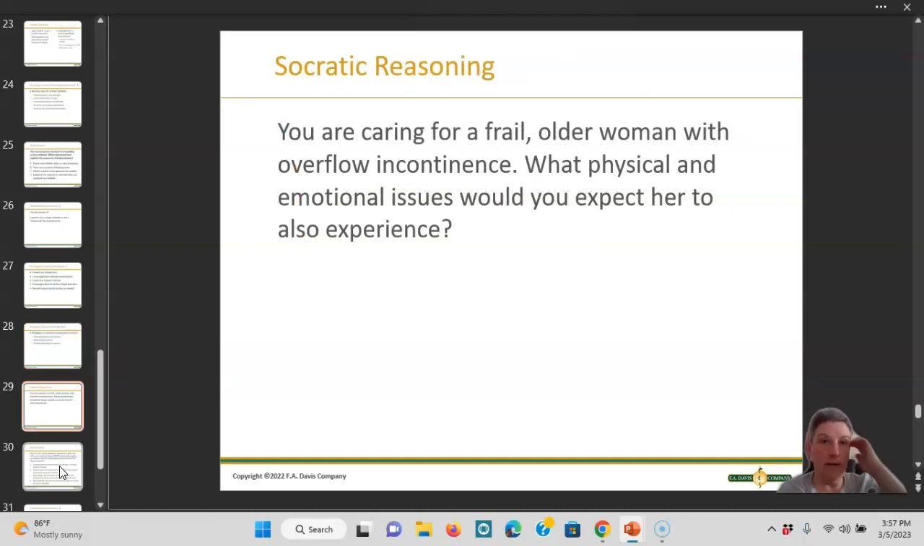All right, so using Socratic reasoning, you're caring for a frail older woman with overflow incontinence. What physical and emotional issues would you expect her to also experience? Overflow incontinence. I'm so embarrassed. I don't like the smell. Right? Physical and emotional issues. She just has no control over it. It's a nice thing when they can't smell themselves, but everybody else can. So they're very self-conscious about it.